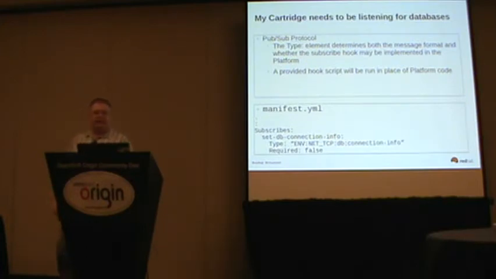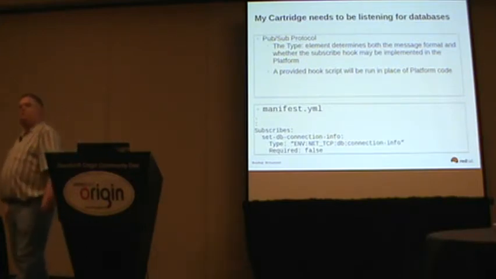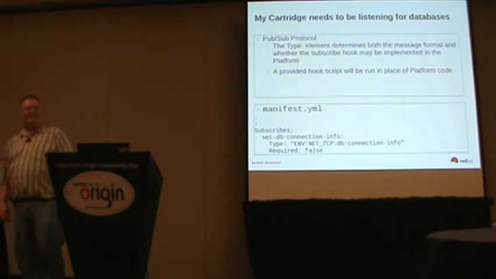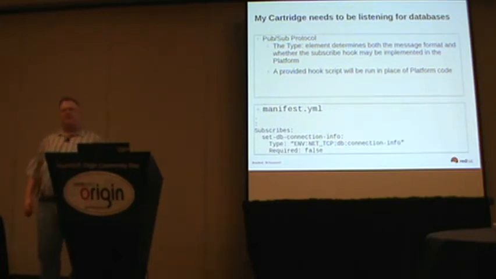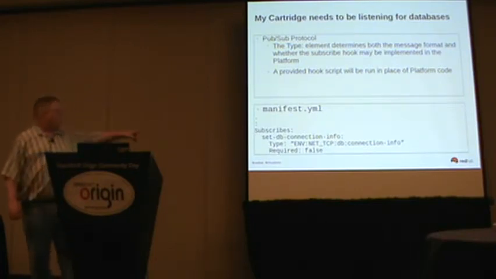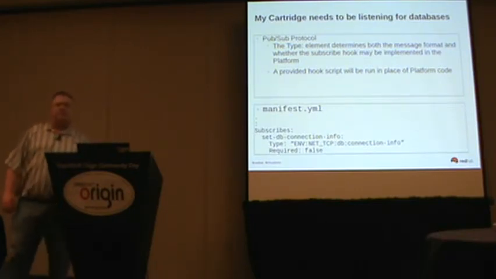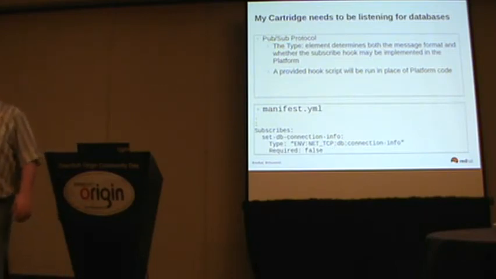One thing I do need to point out is we don't have a hard and fast rule about format. So when you look at some of these things that get a little hairy, that's an area where we want to work on. On the subscribe side, we do set DB connection info. So you publish on one side, set on the other side. And notice the type is the same that it was before. That's how we hook them together.